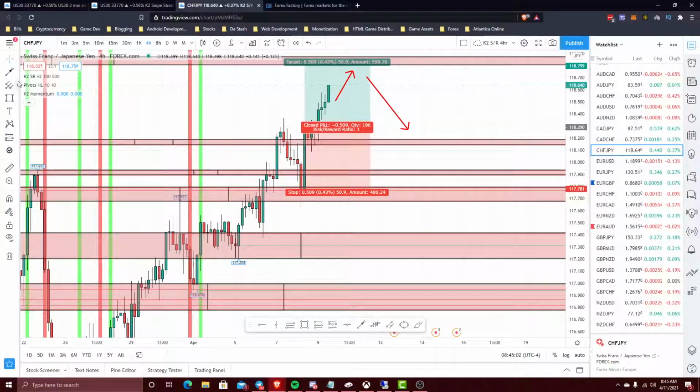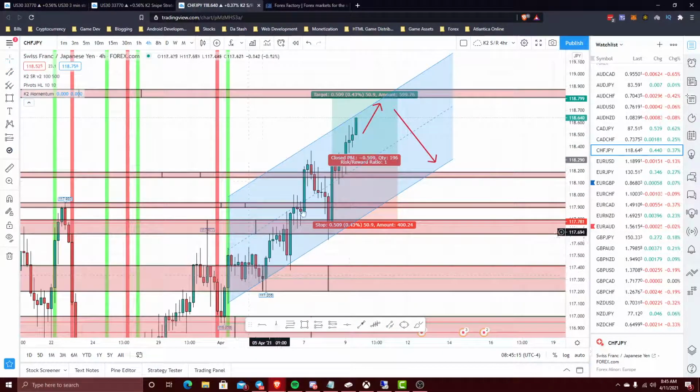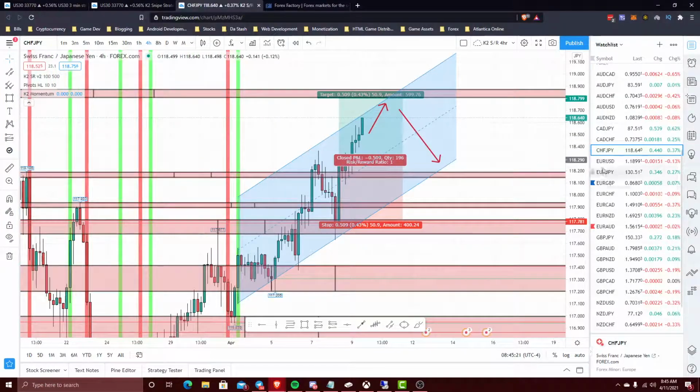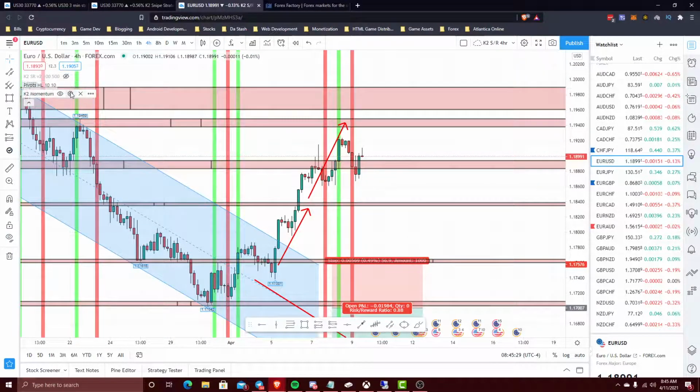So this channel here, let's see if I draw this channel, you can easily see the upwards trend. So I'm gonna keep a lookout on this pair this week. All right, Euro USD, turn that off.